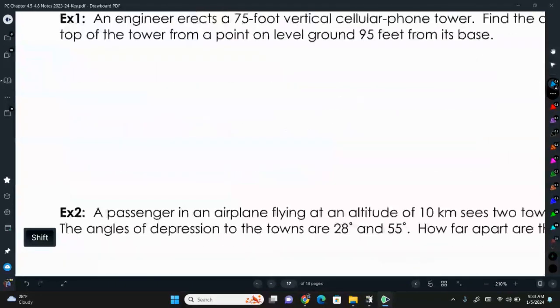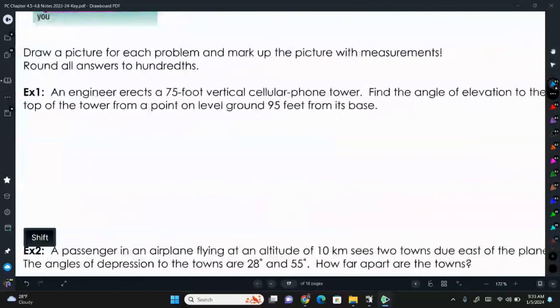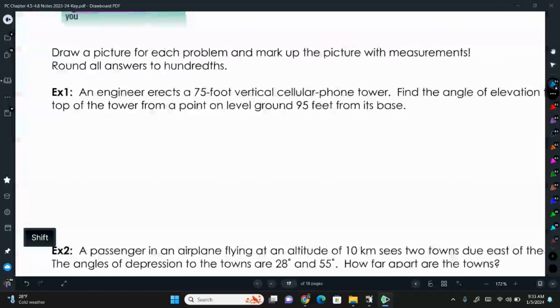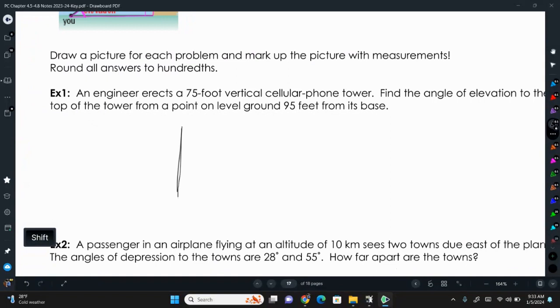So let's look at these problems down here. Example 1: an engineer erects a 75-foot vertical cell phone tower. Find the angle of elevation to the top of the tower from a point on level ground 95 feet from its base. So we always want to draw a picture. So we have a 75-foot tower. Okay, this is 75 feet, and we know that this point is 95 feet away, and we are trying to figure out this angle right here.